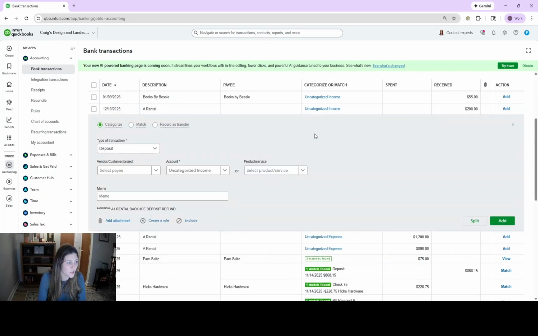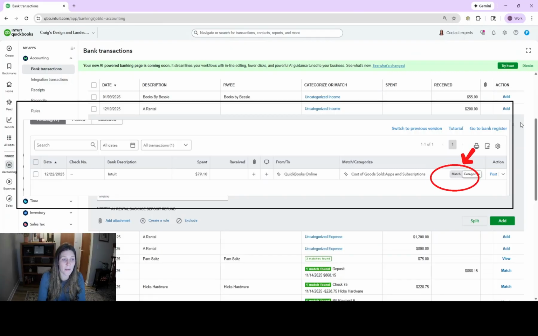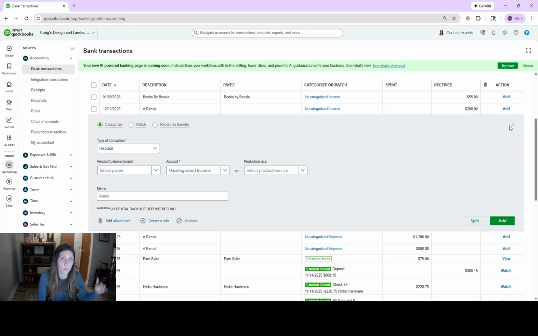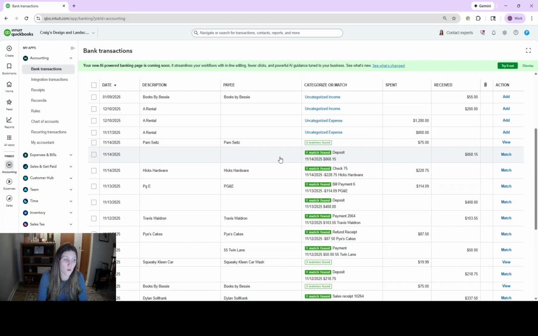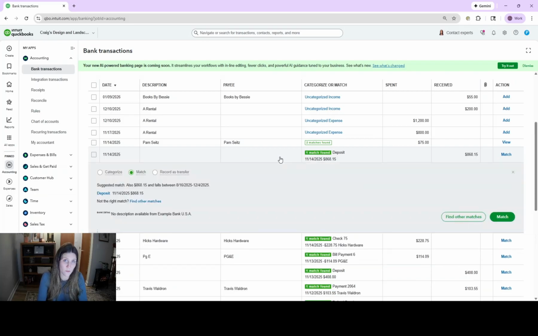In other words, you'll need to select match, which might be on the left-hand side of the transaction, but in QuickBooks' newest interface, it might be a toggle over here on the right side of the screen. So you may have to select match, which will open up a screen of all the possible matches. Otherwise, if QuickBooks thinks it found your match, but you know it's not the correct one, if you click to expand the transaction, you should see a button called Find Other Matches.